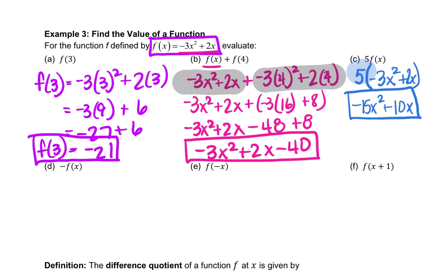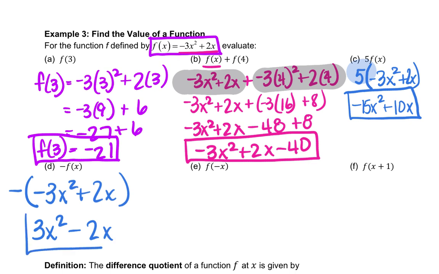All right, now moving on. Now we have a negative sign, so D has a negative sign in front of the function. This one is going to be negative times the function, negative 3x squared plus 2x. So we're going to distribute that negative sign to all the pieces. So this is 3x squared minus 2x.